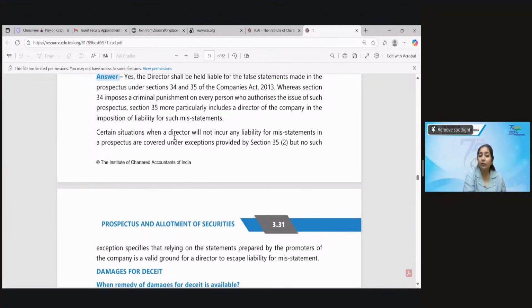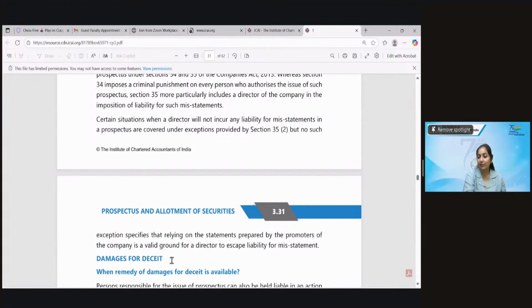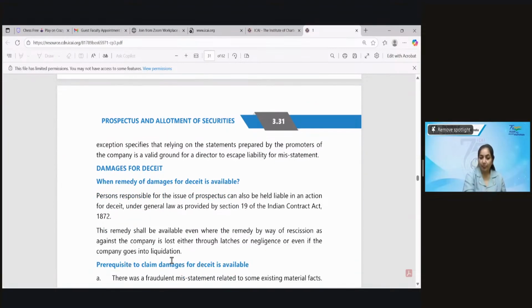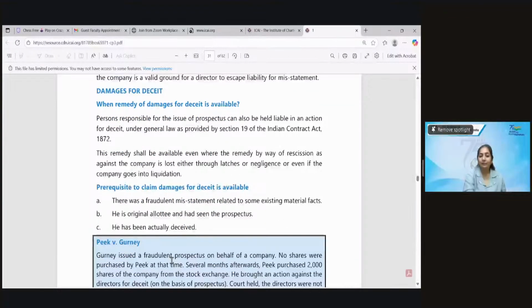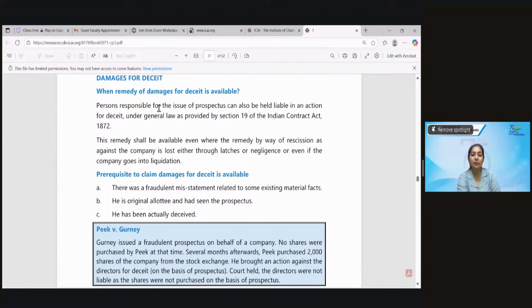Director will not incur any liability if he proves that he has relied on the statements prepared as a valid ground for a director. No such exception. ऐसी कोई exception नहीं. Is that clear, everyone? Person responsible will be held liable for action under section 19. अब ये misrepresentation के cases बता रहे हैं आपको, Indian contract.